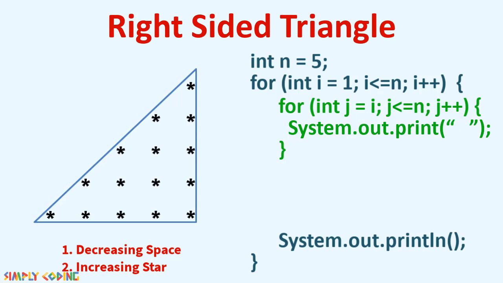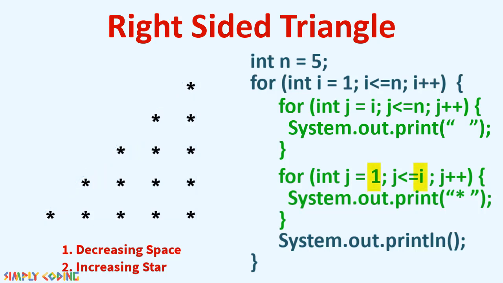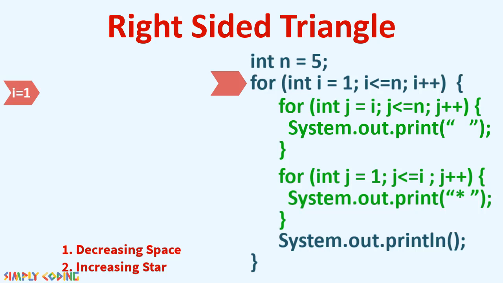Now the next triangle is an increasing triangle pattern printing stars in the same row. So we will just add another nested for loop for the increasing triangle pattern. This loop, as we know, will run from 1 to I. This will print star. Let's take a look at how this will work for the first row when I is equal to 1. First, the upper nested loop will execute and print 5 spaces. Then in the same row, it will enter the second nested loop and will print 1 star.